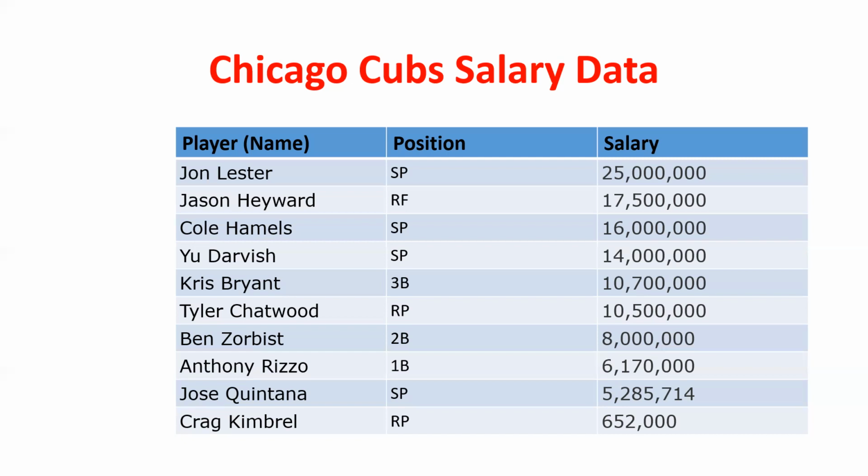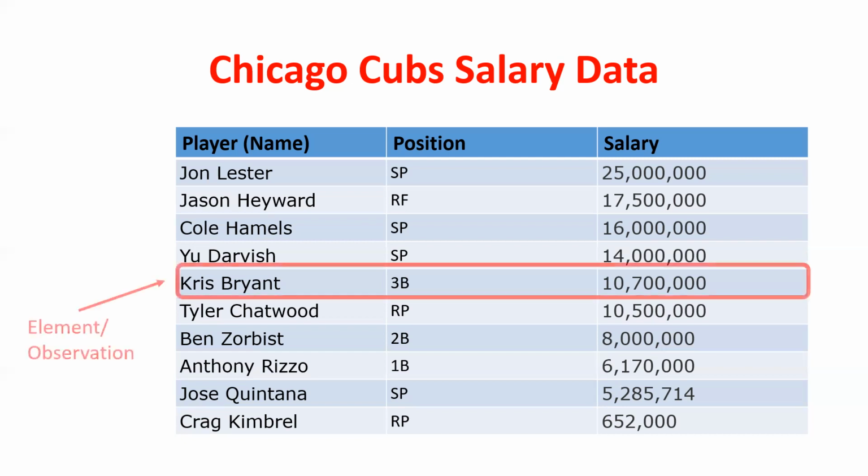If we think about the rows here, the very first row is naming the different things we're collecting data on. So, for instance, in this row we collect the player's name, their position, and their salary. We'll call those elements or observations. I'll never call them elements; I'll always refer to them as observations.